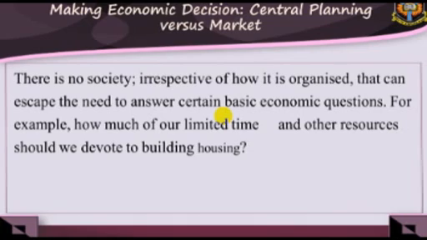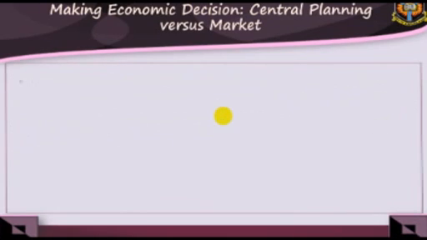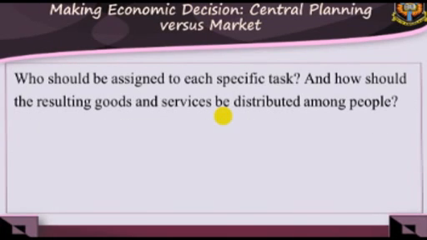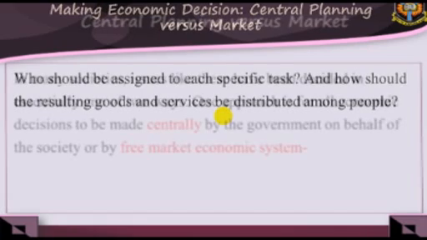Making economic decisions. Central planning versus market. There is no society, irrespective of how it is organized, that can escape the need to answer certain basic economic questions. For example, how much of our limited time and other resources should we devote to building housing? How much to the production of food? Who should be assigned to each specific task? And how should the resulting goods and services be distributed among people?